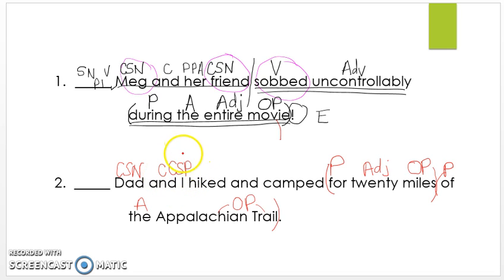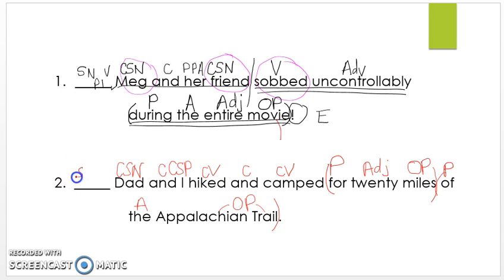What is being said about Dad and I? Hiked and camped. We did two things. And again is a conjunction. Label it with a C. And you're going to add a C in front of the verb labels to show that it's a compound verb. Okay?